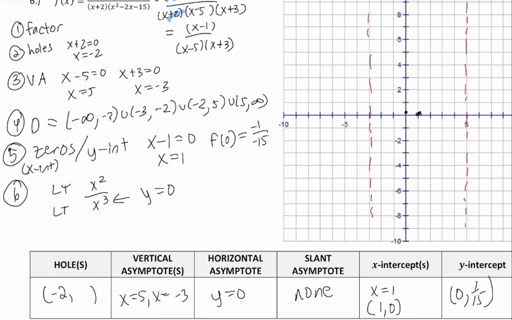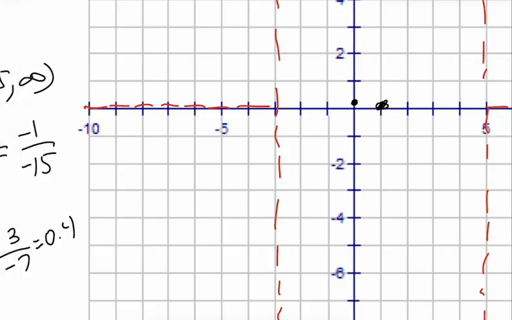Now, how do we fill in the hole? So that removable discontinuity happened at -2. Plug -2 into our reduced form. So we get -3 in our numerator. And if we plug -2 in the bottom, we get -7. Now, -3 over -7 is a positive number. It's approximately 0.4. At -2, 0.4 is here. So I'm like, something is not right. That is not, okay. There we go.